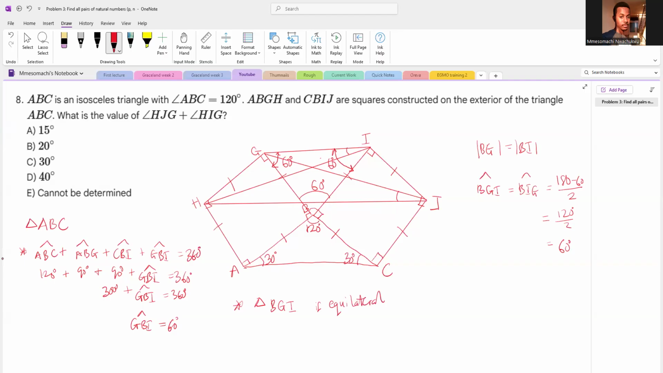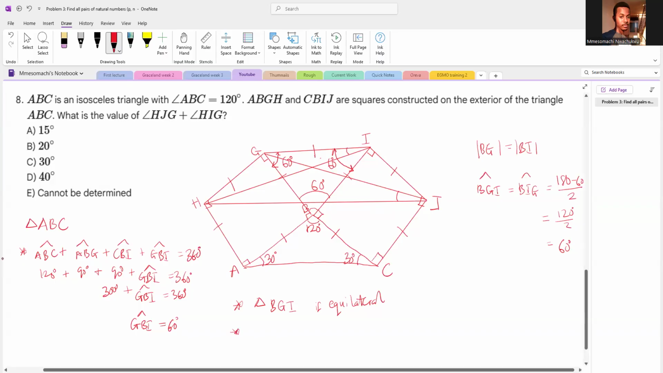Okay. So since it's equilateral, it means we can mark this GI to be equal. So now, since GI is equal to this other line segment, which we know to be equal, of course, from the square and the isosceles triangle, this implies that triangle HGI is isosceles.